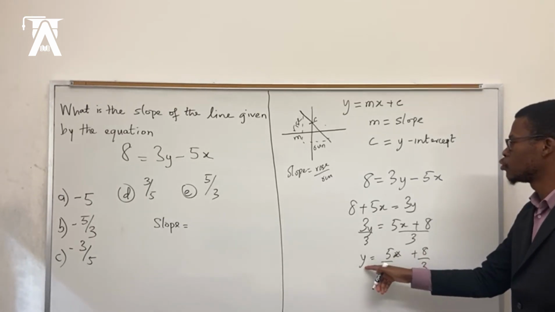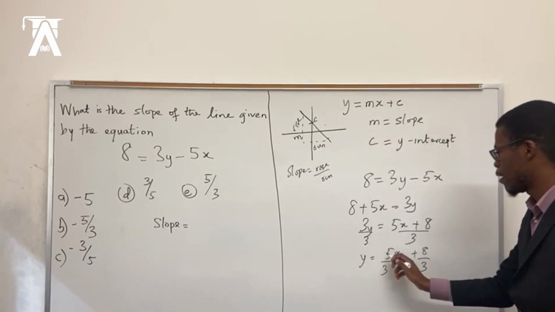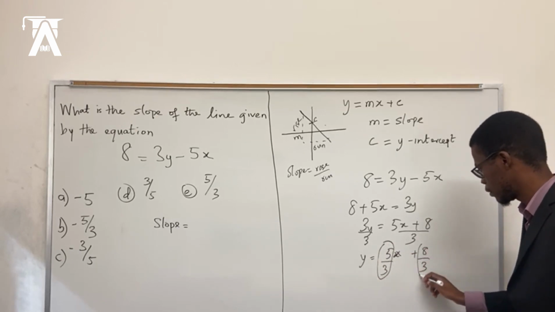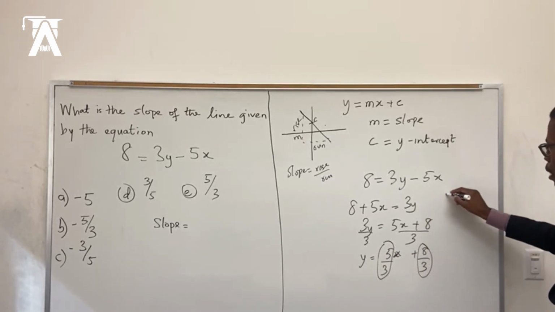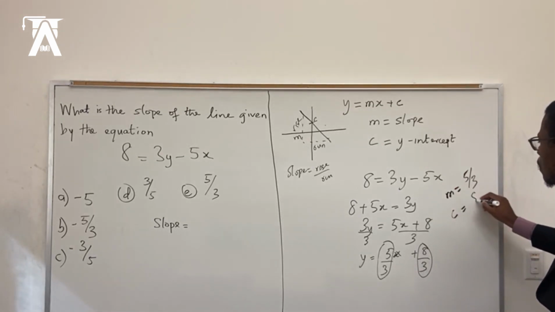All right, now this looks like the standard equation: y equals m, this is your m, x plus c. So that means your m is what? 5 over 3, and your c is 8 over 3.